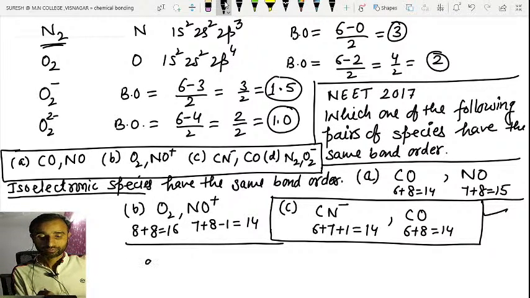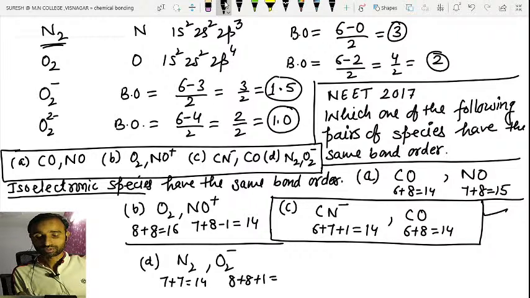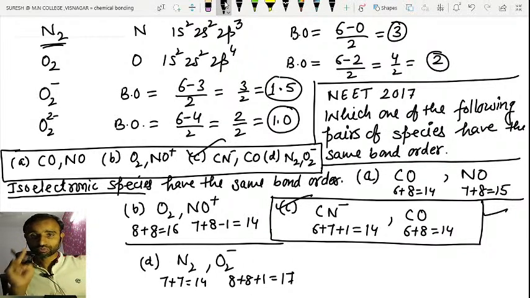So they have the same bond order. And D, N2 and O2 negative, 7 plus 7, 14; 8 plus 8 plus 1, 17. So it means option C is correct. This is the first method.